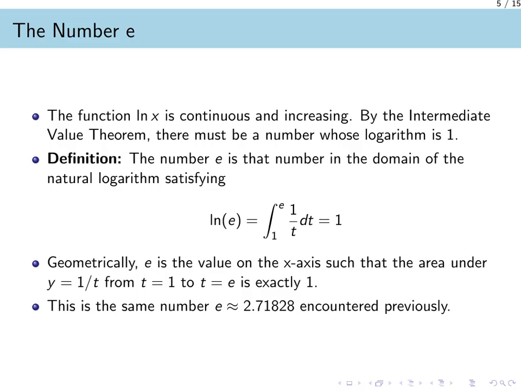The clearest way to picture this is with the area under the curve. e is the point on the horizontal axis where the area under the graph of y equals 1 over t from 1 to e is exactly 1 square unit. This is the same familiar constant, approximately 2.718, that serves as the base of the natural exponential functions. So what you should remember is that e is the unique number whose natural logarithm is 1.